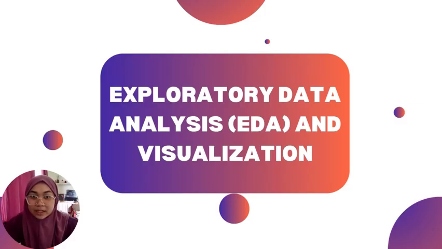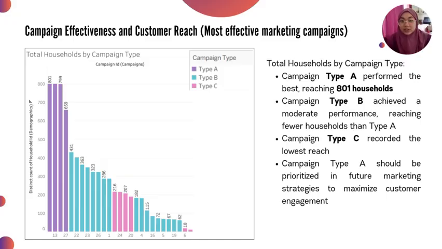Next, I will present the exploratory data analysis and visualization, which were conducted using Tableau. This figure illustrates the total households reached by different campaign types. Campaign type A, in purple, achieved the highest reach with 801 households. Campaign type B, in blue, performed moderately, and campaign type C, in pink, had the lowest reach.